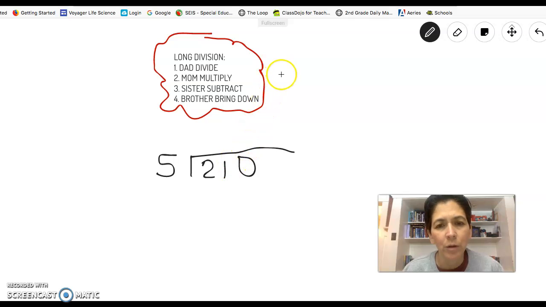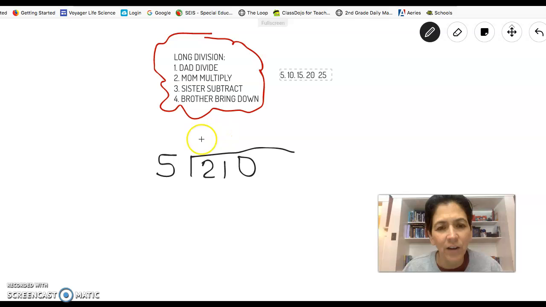If you guys remember, we've got 5, 10, 15, 20, 25, and let's stop. All I was doing was counting by 5s. 25's too much. Remember, I want to get as close to 21 as I can without going over. So I can't do 25. However, I can do 20. 20 is very close to 21. So how many 5s are in 21? We've got 1, 2, 3, 4.